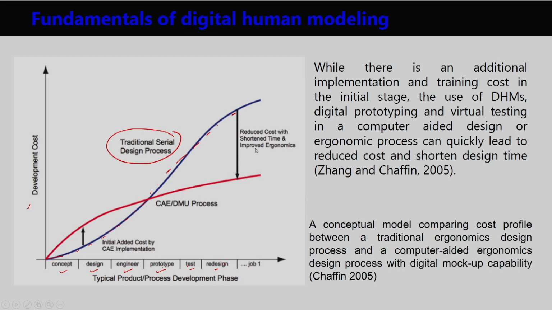So, that is why the use of digital human modeling or computer aided engineering is very beneficial in comparison to the traditional approach of serial design process involving real humans and physical mock-ups or physical prototypes. While there is an additional implementation and training cost in the initial phase, the use of digital human models, digital prototyping and virtual testing in a computer aided design or ergonomic process can quickly lead to reduced cost and shortened design time, as reported by Zhang and Chaffin in 2005.